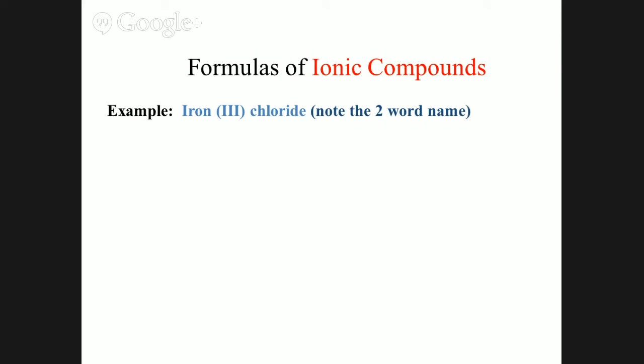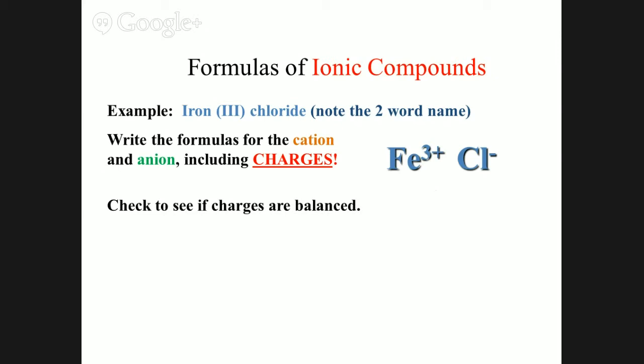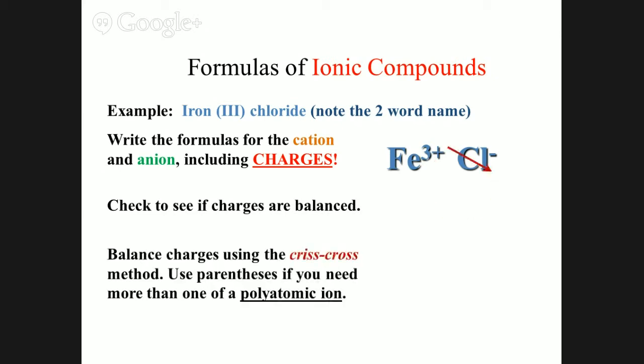Iron 3, notice this one has the stock number, iron 3. So I know that when I write out the cation, the iron is going to be a +3 charge. Chloride, one of my halogens, -1 charge. Again, check to see if they're balanced. They're not. Crisscross.